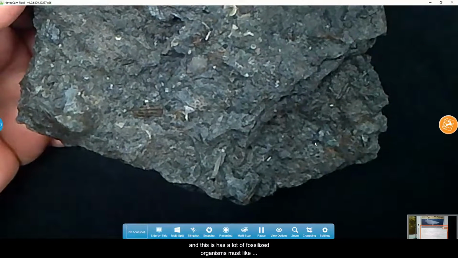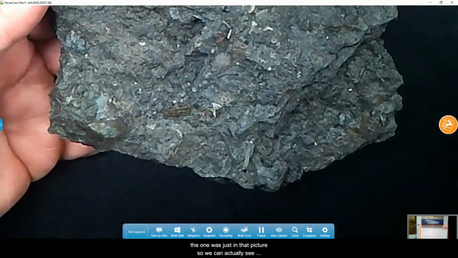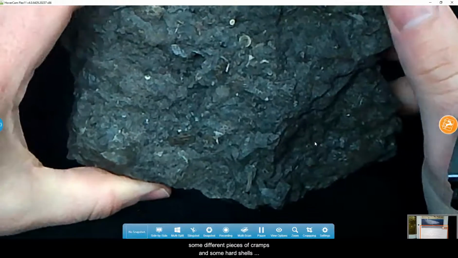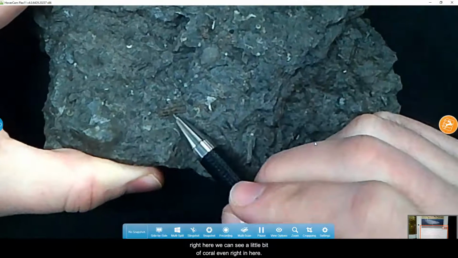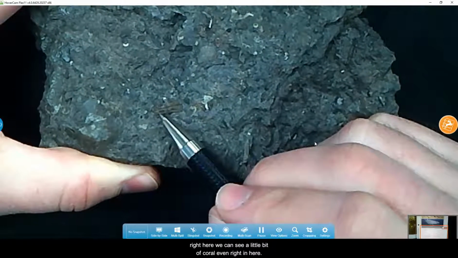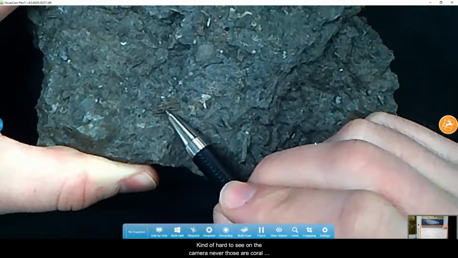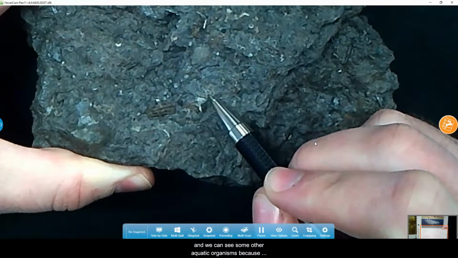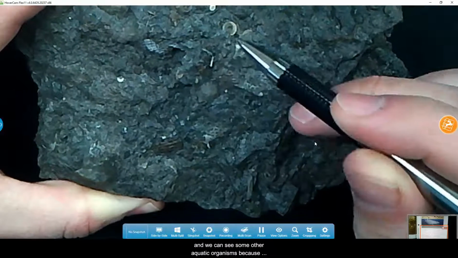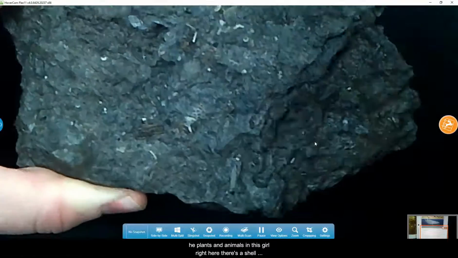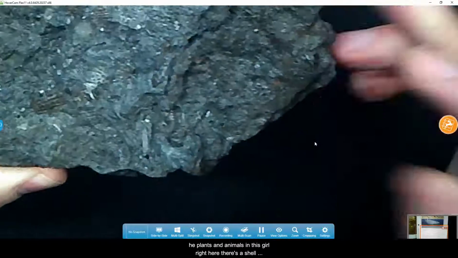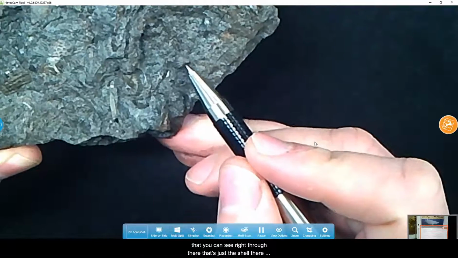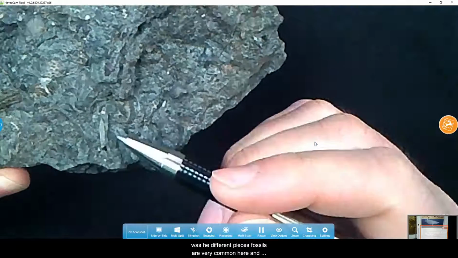Okay? And as an example, this rock right here actually came from nearby. I got this rock out by Tuttle Creek. This has a lot of fossilized organisms, much like the one that was just in that picture. We can see some different pieces of clams, some hard shells right here. We can see a little bit of coral even right in here. Those little dots, it's kind of hard to see on the camera, but those are coral. We can see some other aquatic organisms, plants and animals in this. There's a shell right here. That's a shell there. We can see different pieces.